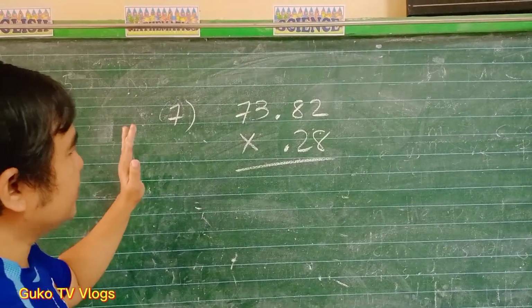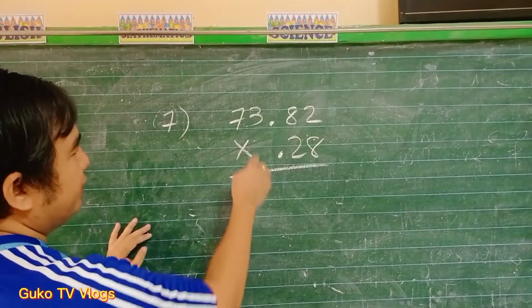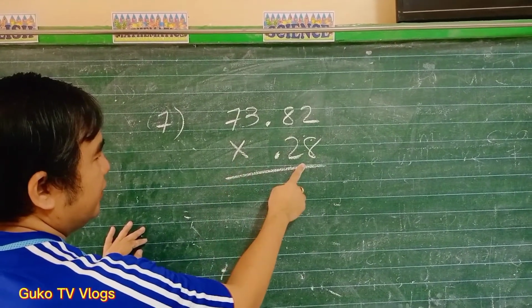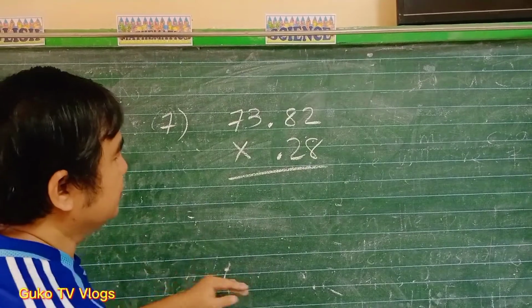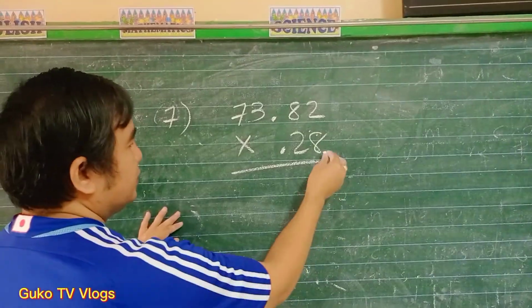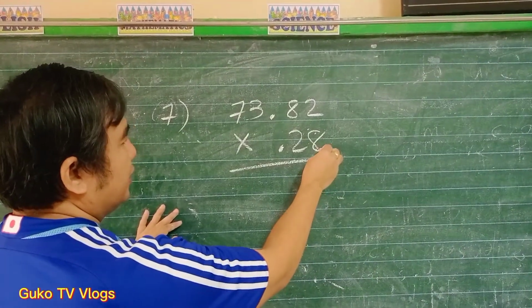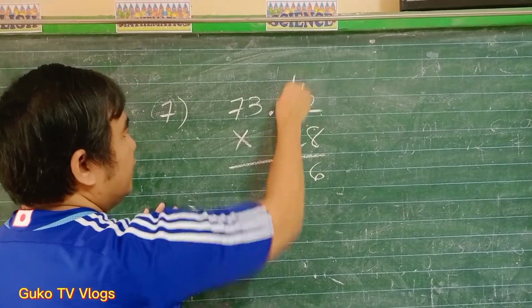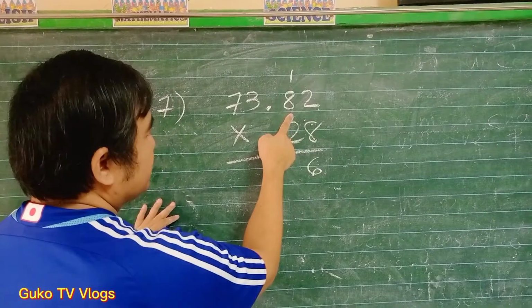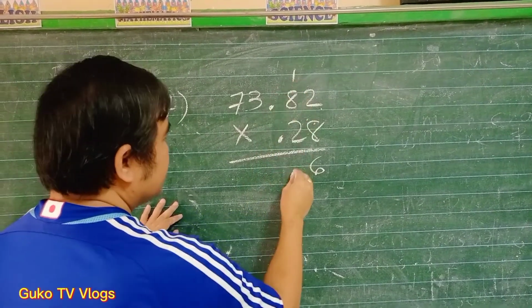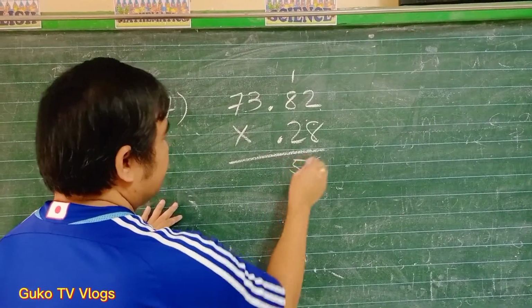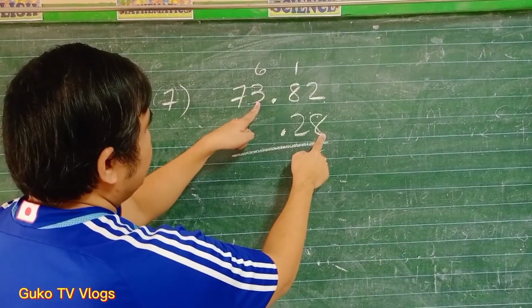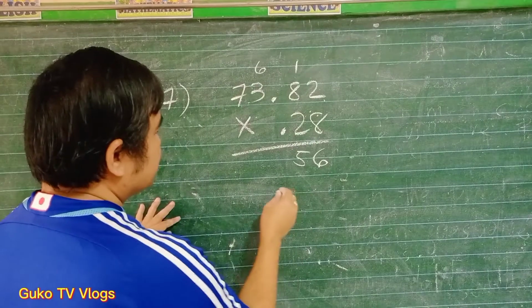Example number 7. So we have here 73 and 82 hundredths times 28 hundredths. So let's start to multiply, starting with this one. 8 times 2 is 16. So 6 carry 1. 8 times 8 is 64 plus 1 is 65. So 5 carry 6. Then 8 times 3, that is 24. Plus 6, that is 30.